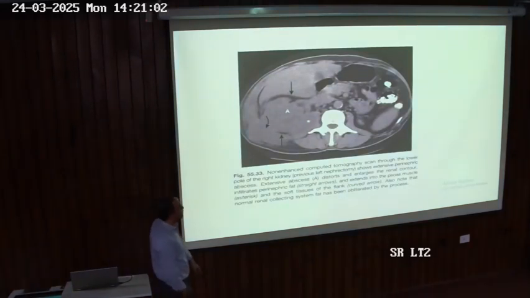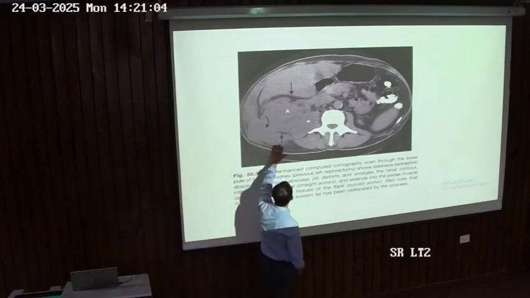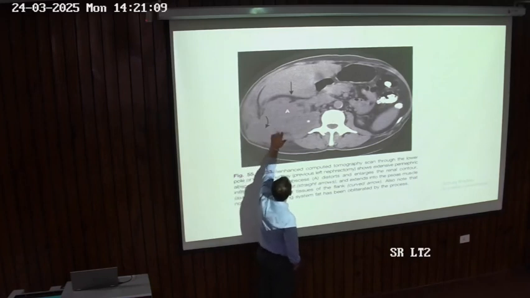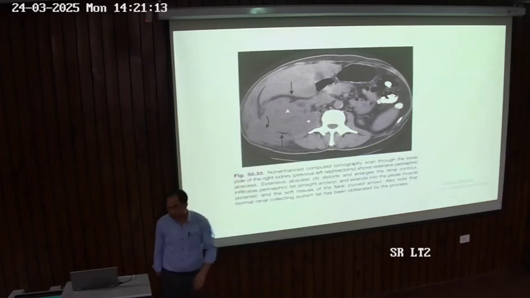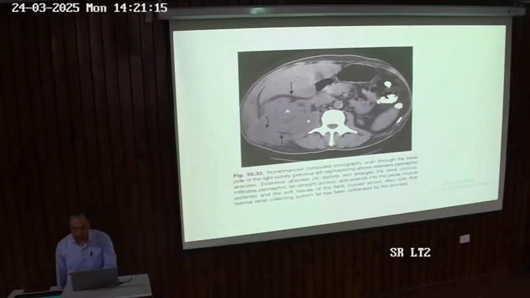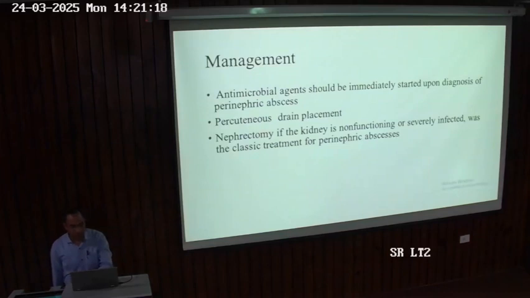So I told you that this is the vertebra. So this is the posterior aspect of the kidney, that is the anterior aspect of the kidney. So this is the kidney part, and this is the perinephric abscess. So management is to start IV antibiotic immediately after diagnosis of the perinephric abscess, and the abscess needs drainage by percutaneous drainage, and nephrectomy in case of a poorly or non-functioning kidney.